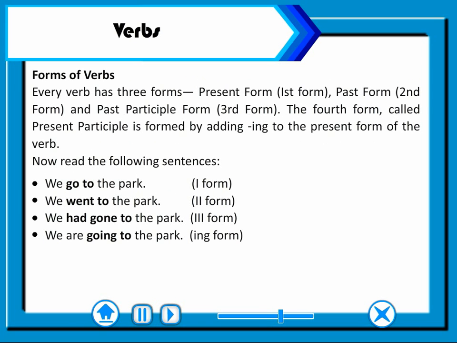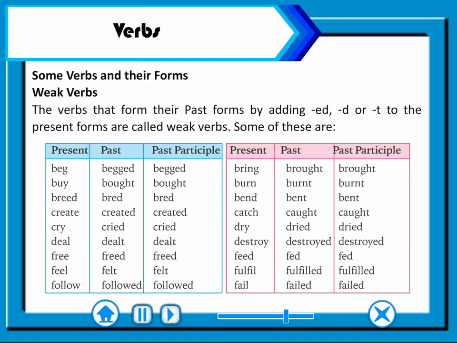Forms of verbs. Every verb has three forms: present form, first form; past form, second form; and past participle form, third form. The fourth form, called present participle, is formed by adding ing to the present form of the verb. Now read the following sentences. We go to the park, first form. We went to the park, second form. We had gone to the park, third form. We are going to the park, ing form.